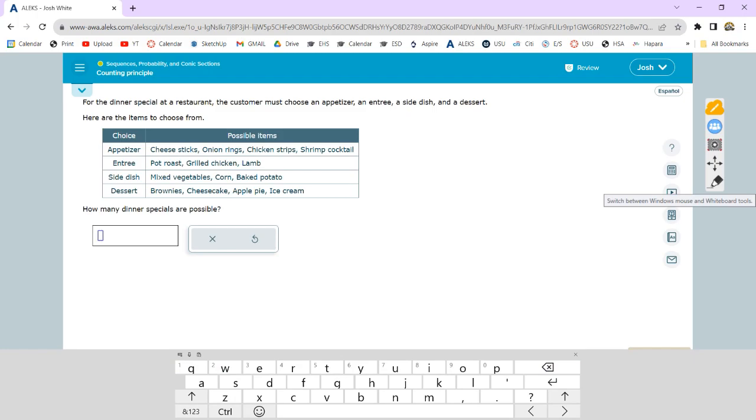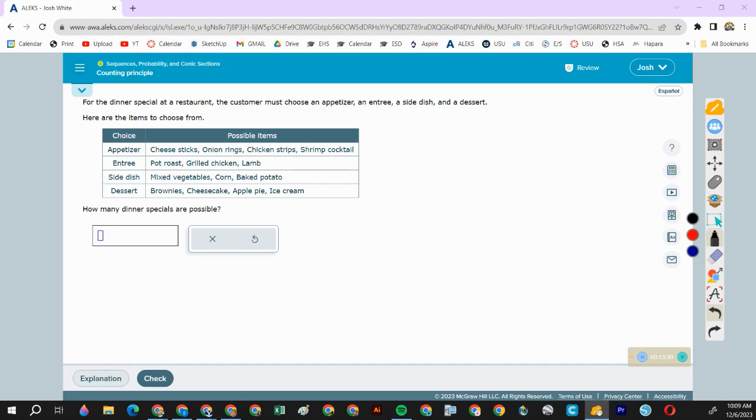Okay. For the dinner special at a restaurant, the customers must choose an appetizer, an entree, a side dish, and a dessert. Here are the items to choose from. We have 4 appetizers, 3 entrees, 2 side dishes, and 4 desserts. How many dinner specials are possible? Okay.